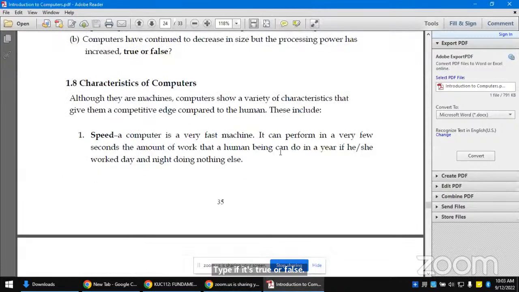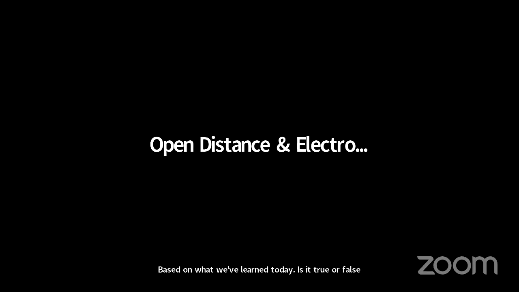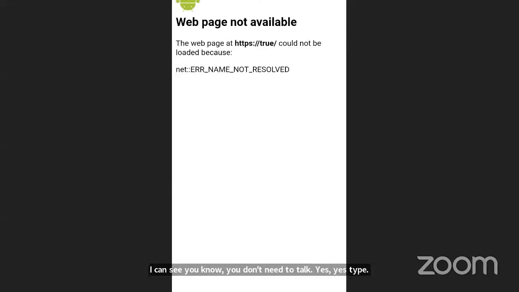Just jogging your memory so that you can get this very fast. Is it true or false? Based on what we've learned today, is it true or false? I can see, you don't need to talk, just type. I'll not allow talking because you're too many. If I allow talking, everybody will talk. So kindly just share your answers based on what we've looked at. I'm looking at your answers.